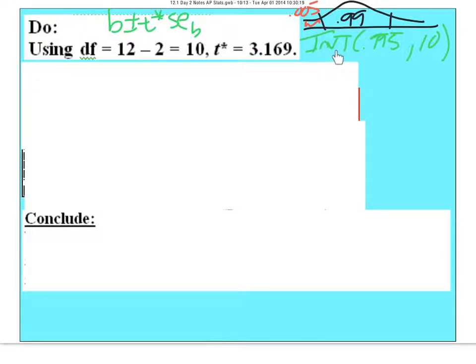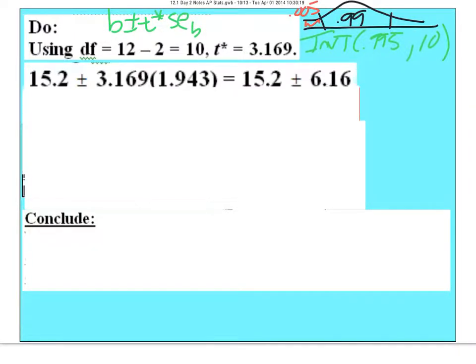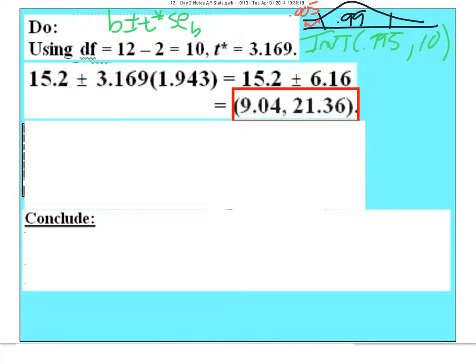We want to compute our own, so it's a 0.995 for the area under the curve at 10 degrees of freedom, which will give us a T star of 3.169. Now let's just put in the slope and standard error for the slope. When we do that, our calculation is going to come out to be this particular confidence interval for the slope.